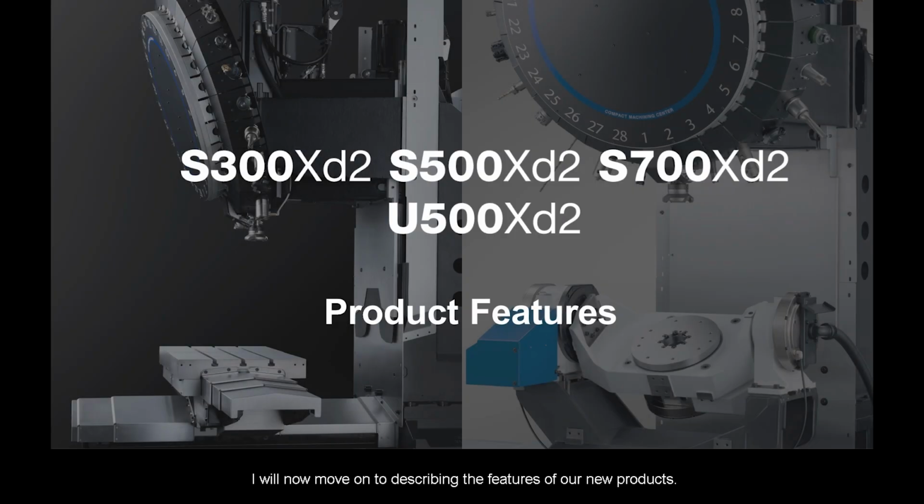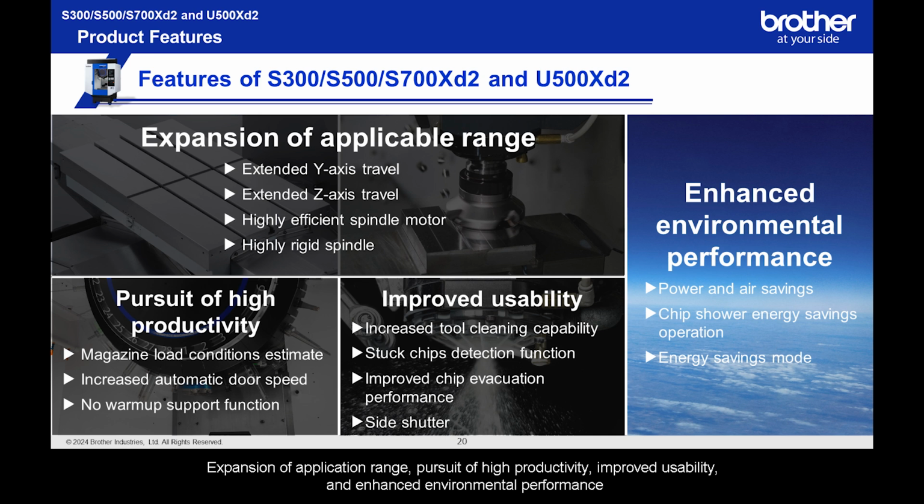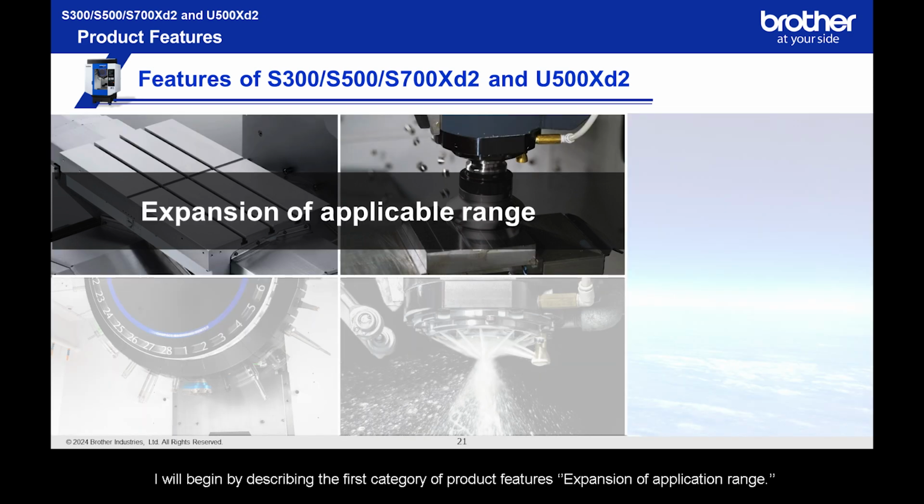I will now move on to describing the features of our new products. These features are classified into 4 major categories: expansion of application range, pursuit of high productivity, improved usability, and enhanced environmental performance. I will begin by describing the first category of product features, expansion of application range.